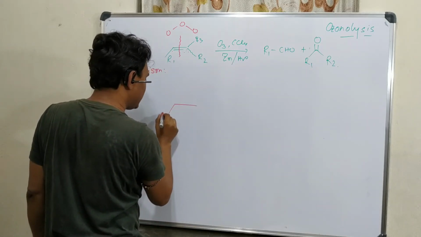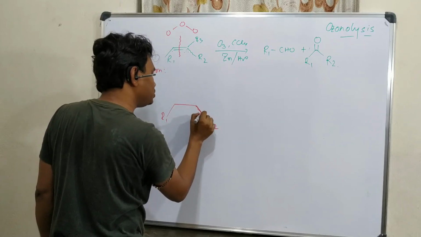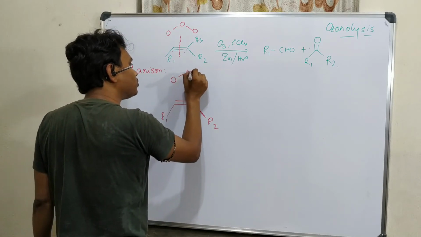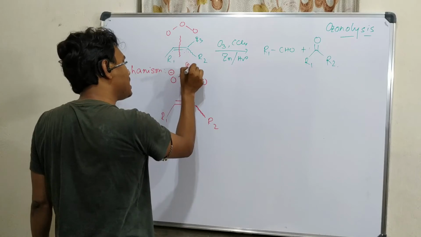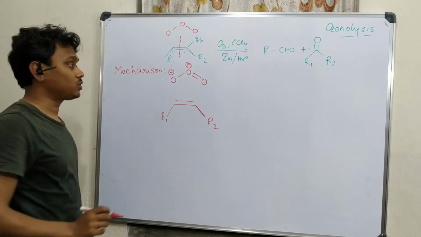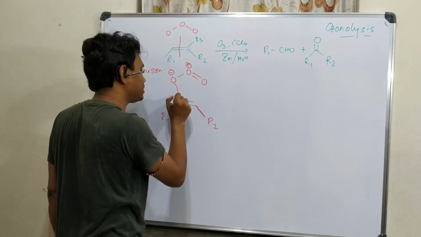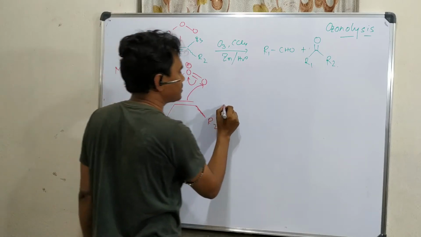For example, if we take R1 and R2 for simplification, no cis-trans, the geometry is not mentioned here. It reacts with ozone. As I previously mentioned about ozone, it is a 1,3-dipolar cycloaddition, not nucleophilic or electrophilic. Don't think like that. It's a dipolar addition. So this comes here, and it goes. So what is the product?